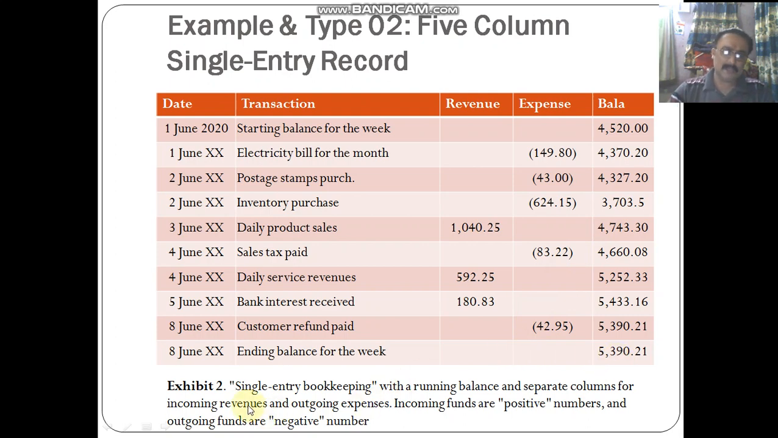So here I have shown single entry bookkeeping with a running balance and separate columns for incoming revenues and outgoing expenses. Incoming funds are positive numbers and outgoing funds are negative numbers. In double entry, whatever comes into the business is debit and whatever goes out of the business is credit. But here, there is no concept of debit and credit. Here I only give the picture of going out as expense and coming in as revenue.